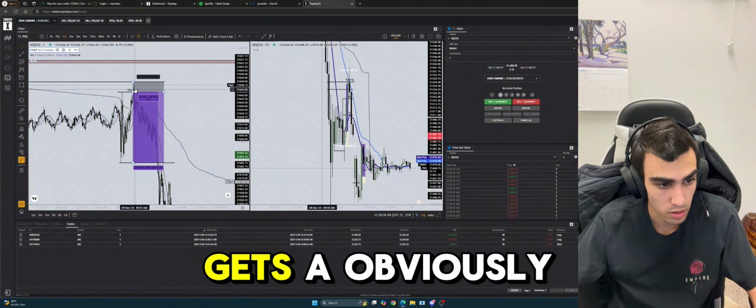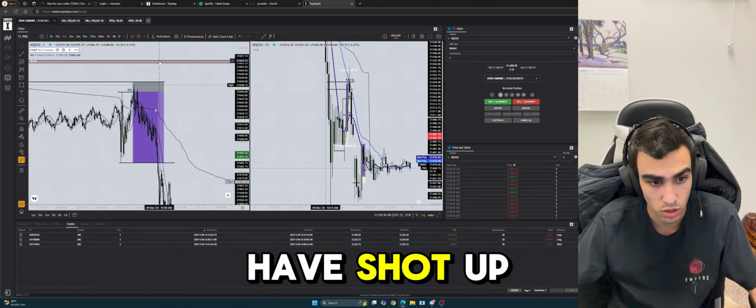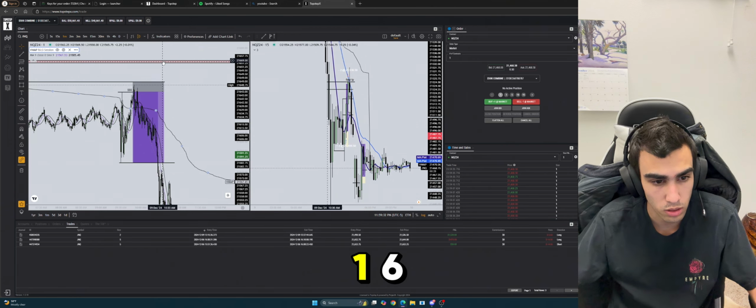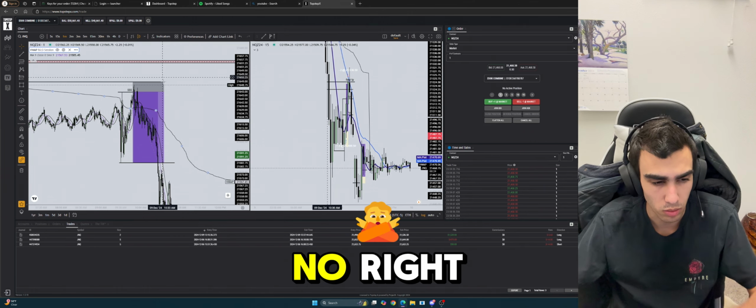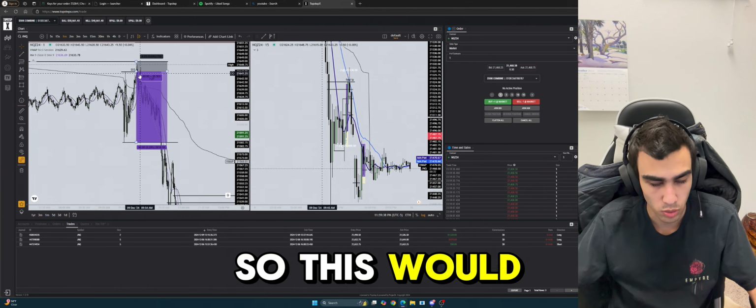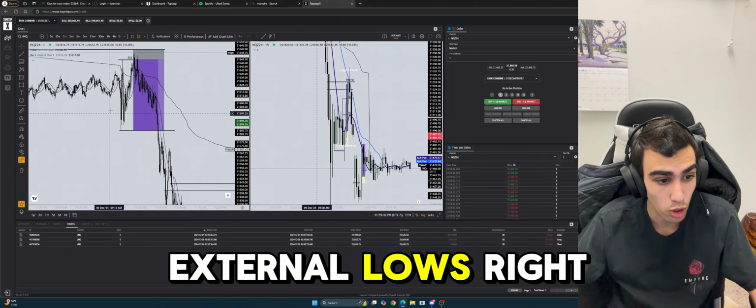Once this gets hit, obviously if it hit your stop loss, that's fine. Price potentially could have shot up to, I don't know, what's 1669.5, right? Price could have done that. Did it do it? No, right? So this would have been your entry. Your take profit would have been external lows, right?